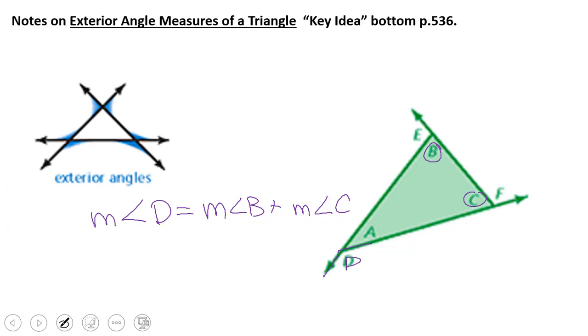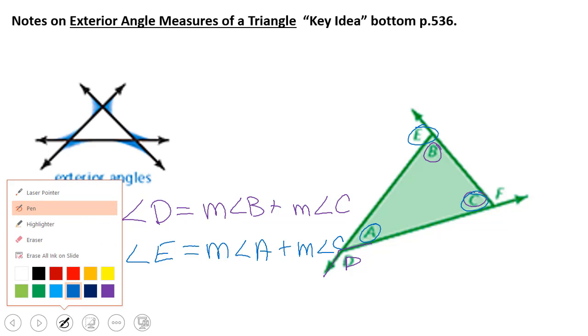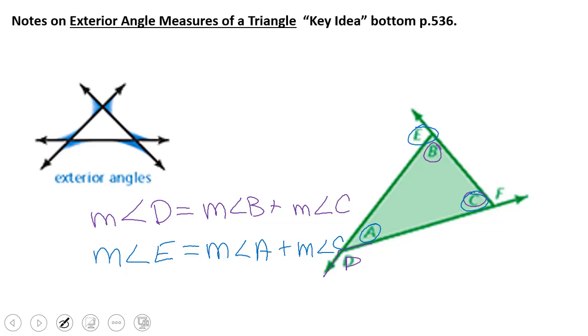Let's do another color. Let's go to E. So the measurement of angle E would be equal to the two non-adjacent angles to E. Well, B is adjacent, so not that one. We have A and C as the non-adjacent interior angles. The measurement of angle A plus the measurement of angle C. And then we're going to go to our last one, F. So the measurement of angle F is equal to the sum of the two non-adjacent interior angles. Well, C is adjacent to F, so not C. We're going to do B and A. So the measurement of angle A plus the measurement of angle B.